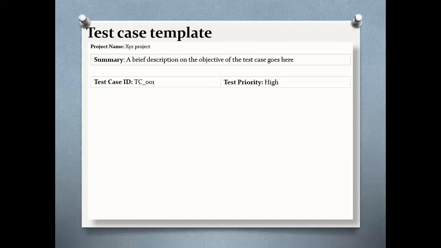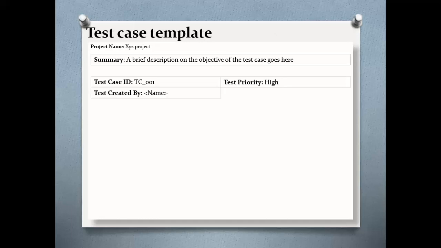Test priority. Test cases are also given priority while writing. This helps to prioritize the test cases during strict timelines. High priority test cases would be executed first, followed by medium and low priority ones. Test priority should be set by the reviewer.